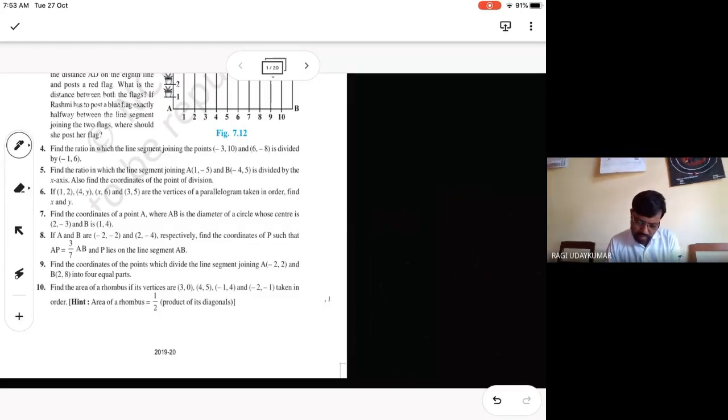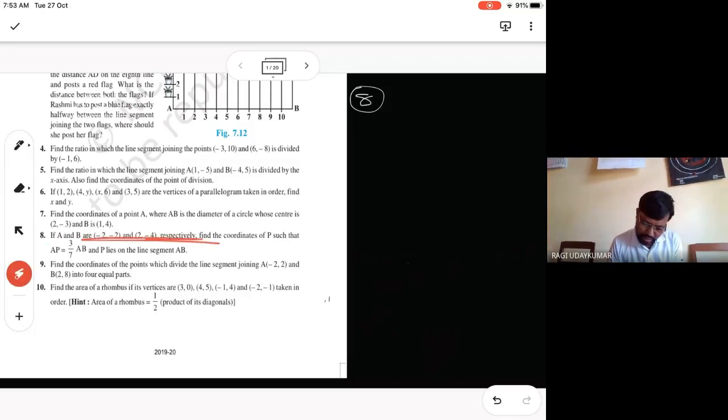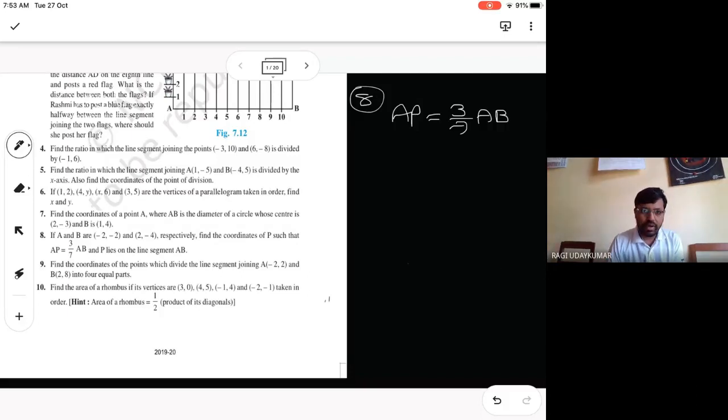Next, the eighth problem is given to you. A and B are points given to you. Find the coordinates of P such that... whenever you see this question, observe it very clearly, the eighth question. So what is the question given to you? A and B are the points. This is A, this is B. And P is such that AP is equal to 3/7 of AB. Okay, this problem I will explain completely. Okay, eighth problem.